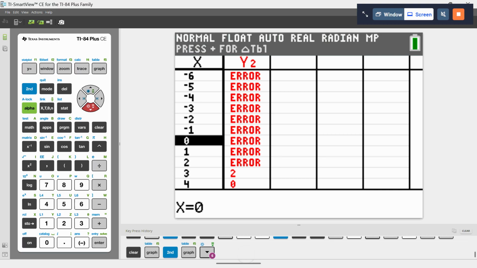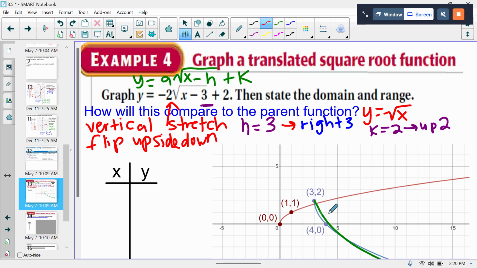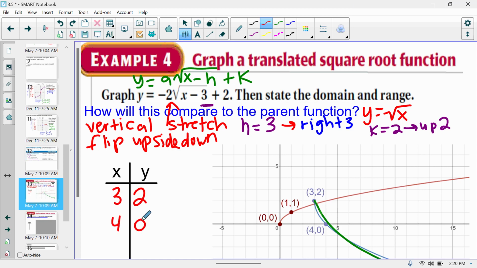That's why when you look at your table, the first point that works is 3, 2. That's the starting point of your graph. And then 4, 0. We need at least 2 points, okay? So I want you to write down 3, 2 and 4, 0.